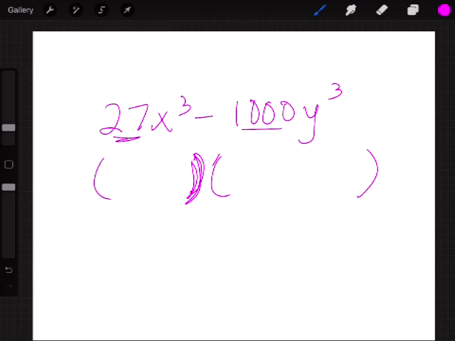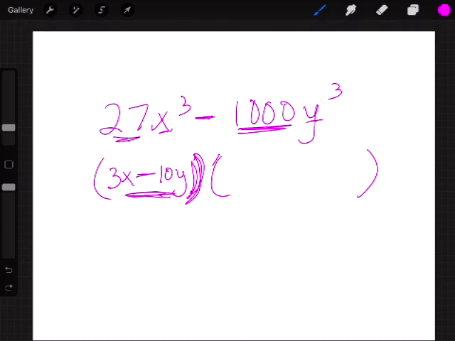So to get this binomial, you take the cube root of 27, which is 3. 3 times 3 times 3. Take the cube root of x cubed is x. Keep the same sign. If that's a minus, keep a minus. The cube root of 1000, remember, was 10 times 10 times 10. So I'm going to put a 10 here. And then the cube root of y cubed is y. Okay? So 3x minus 10y is my binomial. I use that to get my trinomial.